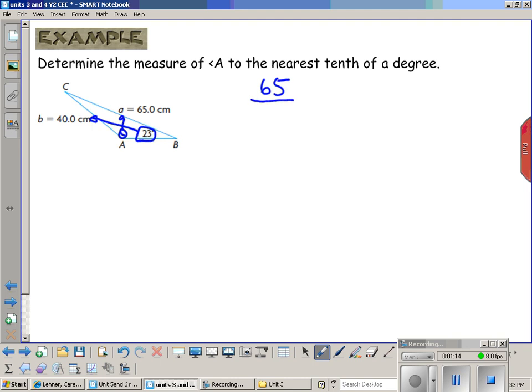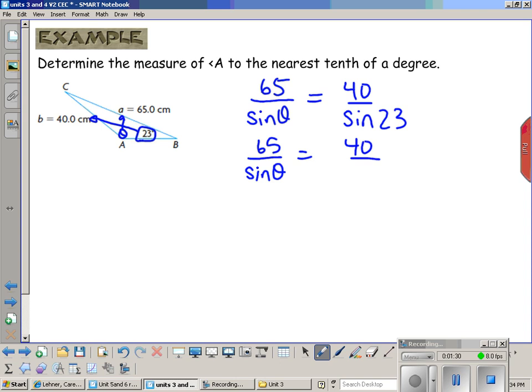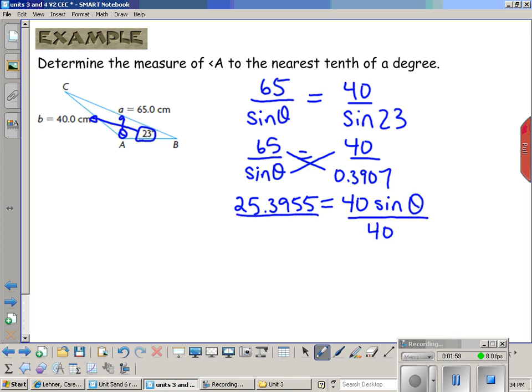So we can use 65 divided by sine theta is equal to 40 divided by sine 23. So we have 65 divided by sine theta and 40 divided by sine 23, which is 0.3907. Multiply 65 times 0.3907, 25.3955 equals 40 times sine theta. We want to solve for sine theta, so we're going to divide both sides by 40. We get 0.63489 equals sine theta.